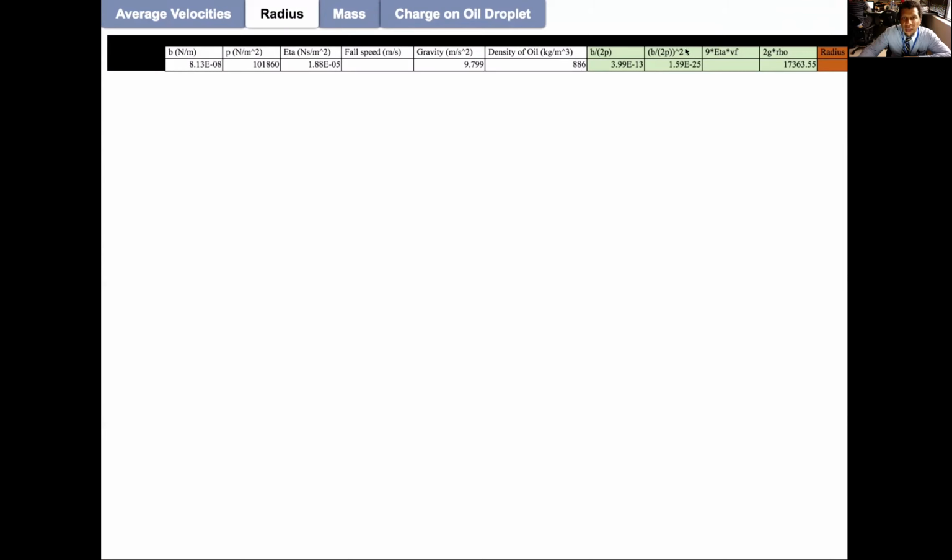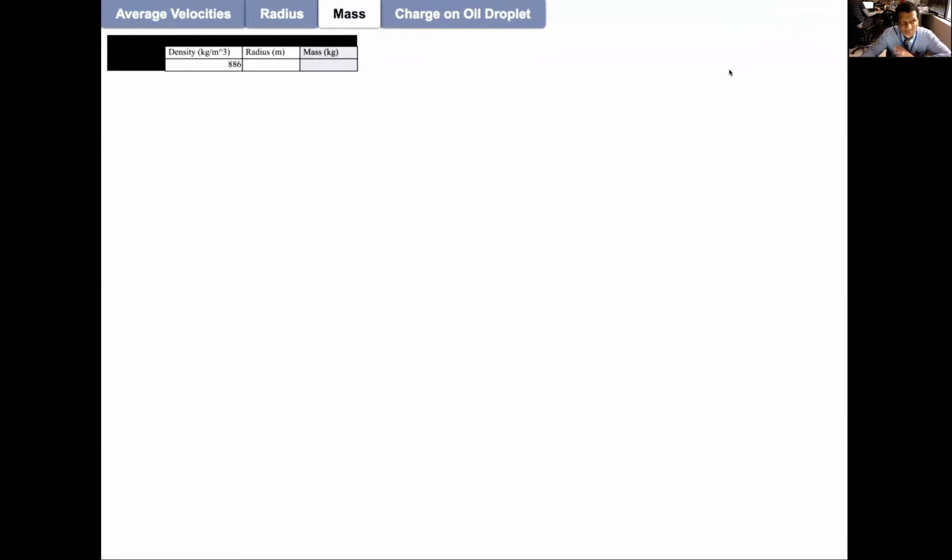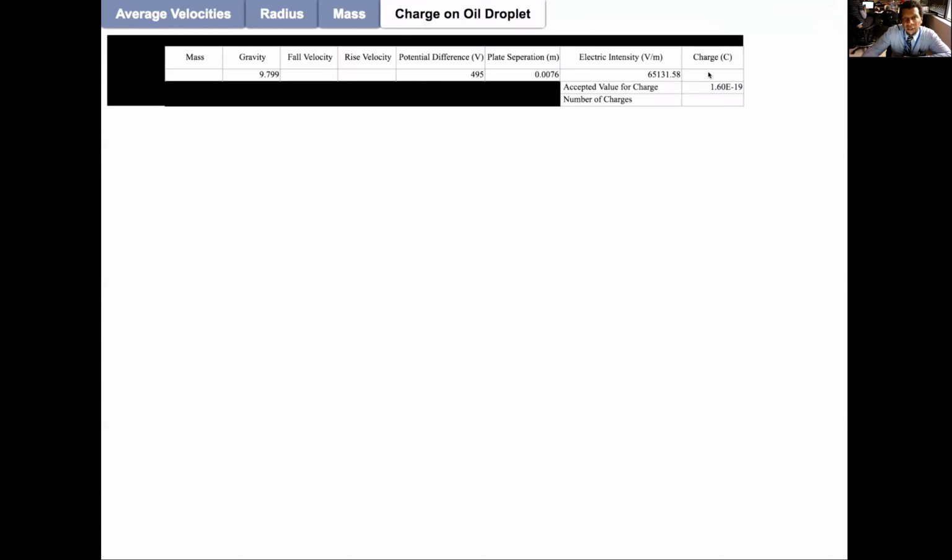And so we just do some calculations here based on these things. Now, this is not calculated because we don't have our fall speed. And that's what we need. If I move right on over, you'll see that the radius is going to be calculated. So it's a long formula, but it's okay, you guys don't have to do it. So again, we have density, we have radius, and we're going to calculate our mass here. And then we're going to finally calculate the charge on this oil droplet and the number of charges that's actually on this oil droplet. So that's what we're about to go through in the next video.